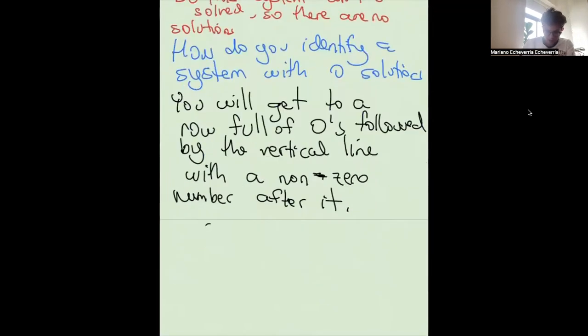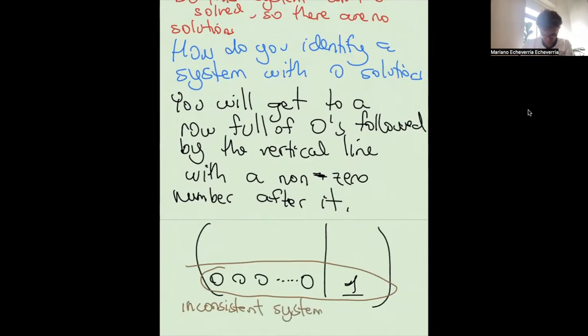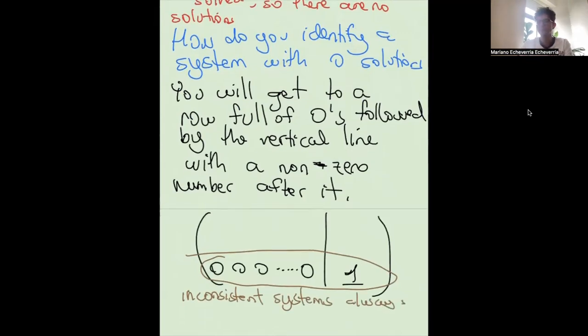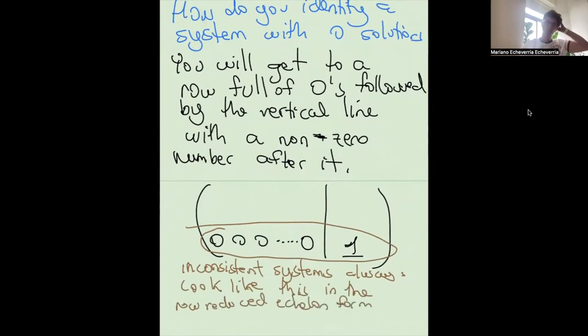So inconsistent systems always look like something like 0, 0, 0, 0, zeros, and then here a 1, for example. This is how all the inconsistent systems look. This is how they always look. So they're very easy to identify once you get to the row reduced echelon form. Is that making sense?